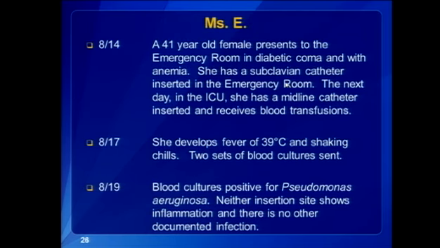Okay, Ms. E. Ms. E is a 41-year-old female that presents to the emergency room in diabetic coma and with anemia. She has a subclavian catheter inserted in the emergency room, and the next day in the ICU she has a midline catheter inserted and she received some blood transfusions. This is all on August 14th.